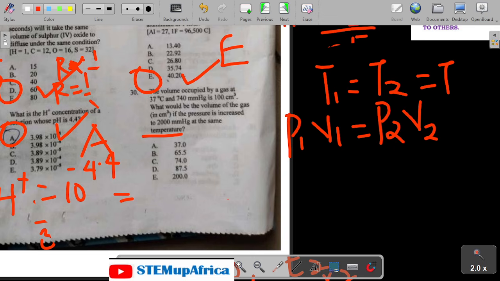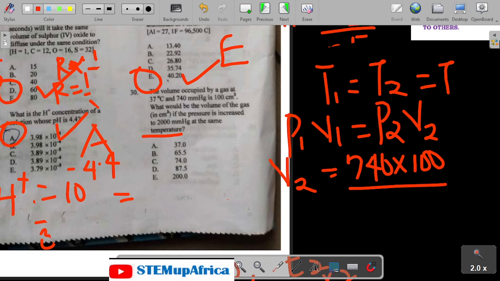So my V2 now will be P1, which is 740, times V1, 100, divided by P2, which is 2000. If I multiply 740 times 100 divided by 2000, that will give us 37, which is option A.